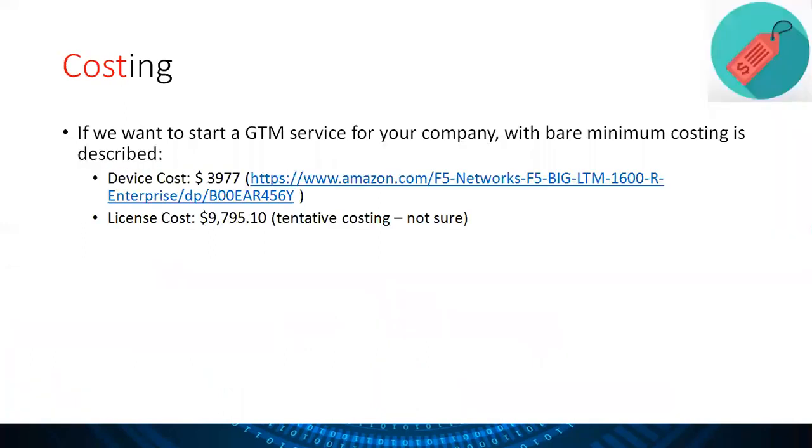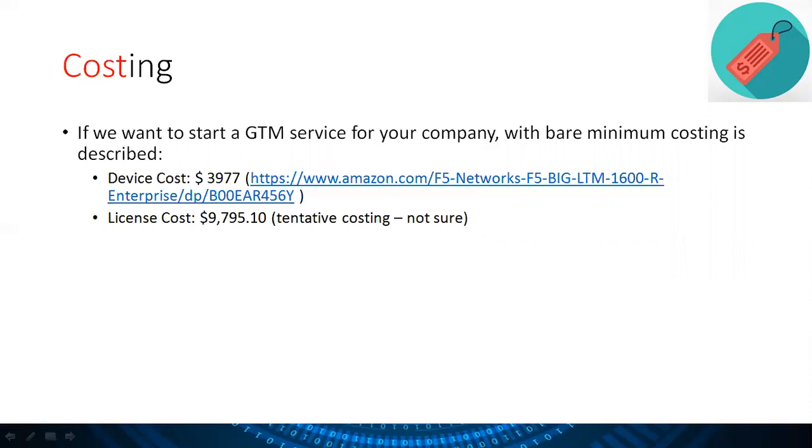Yeah, the costing method. The costing method is a little tricky. If I go back on AWS and try to buy and set up a GTM service, at a bare minimum, this is the costing which I have identified. It will change as we interact with the vendor. So this is a bare minimum setting that I can think of.